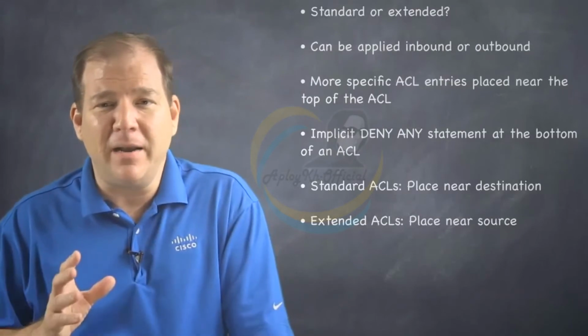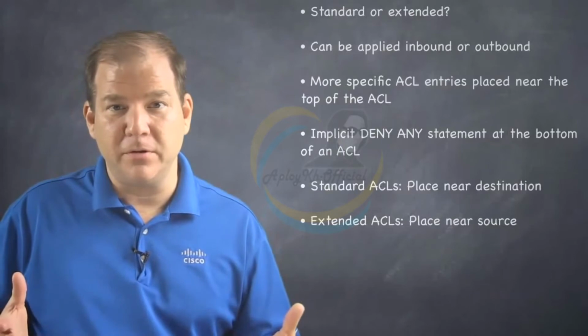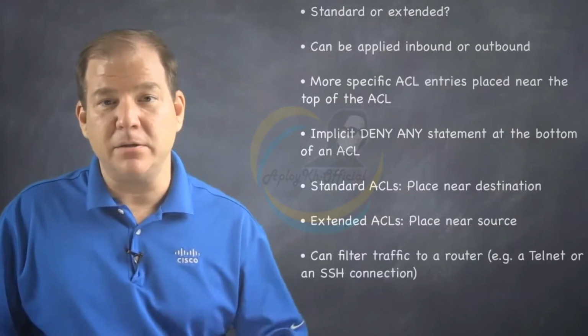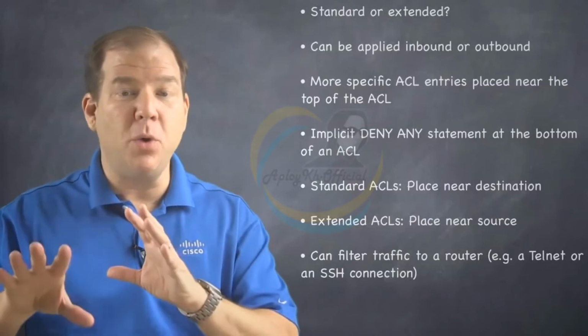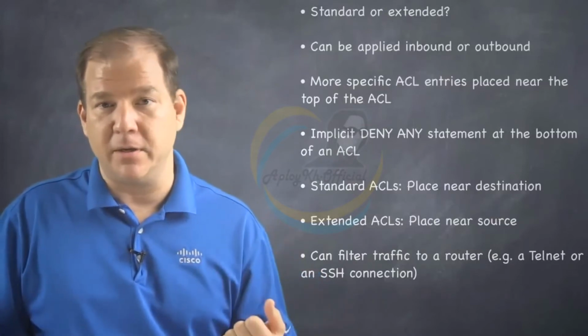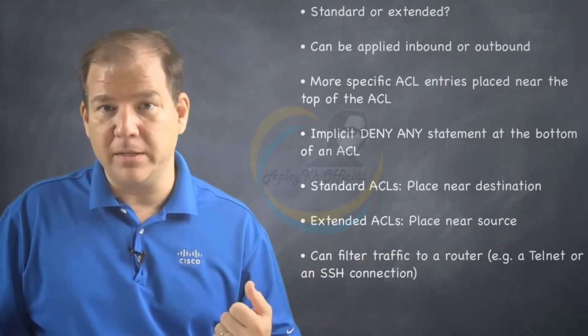And finally, remember that ACLs are not just used to filter traffic flowing through a router. We could use ACLs to filter traffic going to a router. For example, let's say I'm trying to set up a secure shell connection to a router VTY line. We could limit that with an ACL.